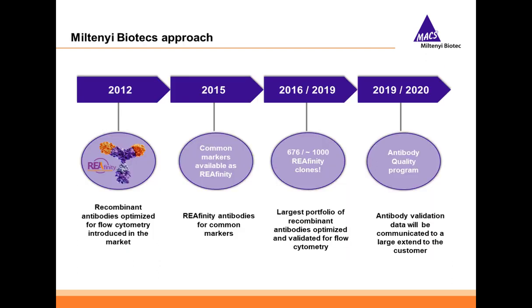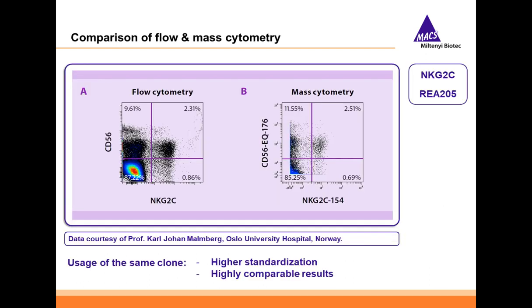And all of this is not only theory, because Miltenyi already decided very early to count on recombinant antibodies. So our first REAfinity antibodies were released in 2012. In 2015, the most common markers were available already as recombinant versions, and now in 2019, we have the largest portfolio of roughly 1,000 recombinant clones that are optimized for flow cytometry. To address the reproducibility crisis even more, we will extend the communication on how we validate our antibodies to you as a customer. And before I hand over to Adeeb, I will quickly show you some customer data.